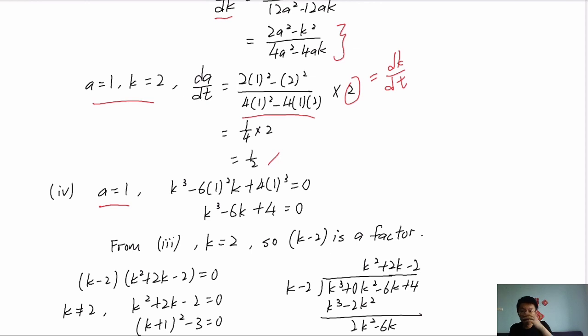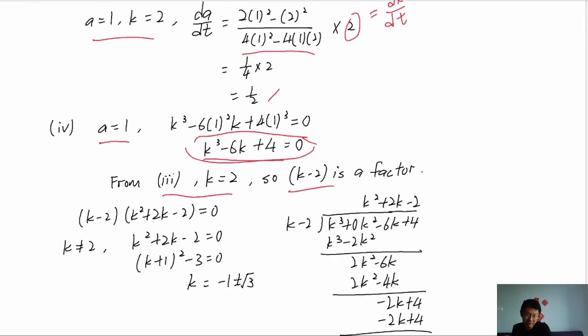From the second part, we use the relationship to find the value of k. It is already given that a is still 1. So when a equals 1, we end up with this relationship of k. This is the equation of k. From part 3, we know that when a equals 1, k can be equal to 2. So we know that k minus 2 is a factor of this equation. We just do some long division, and we will find another factor for this relationship. From the long division, the other equation we get is k squared plus 2k minus 2 equals 0.